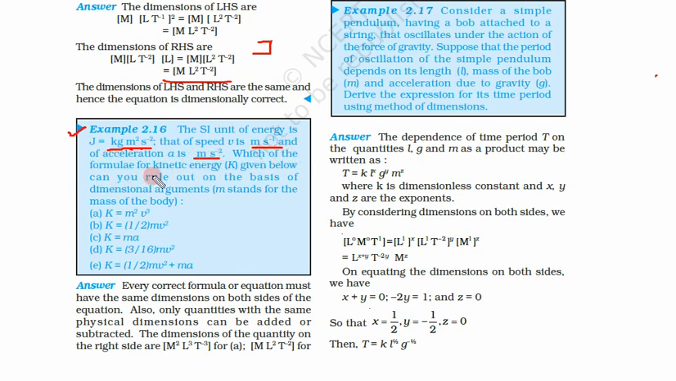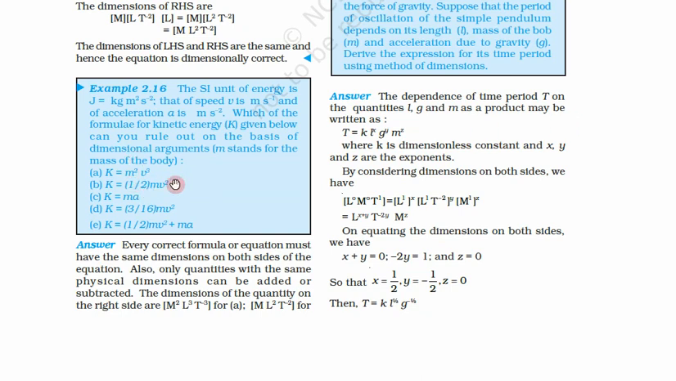Which of the formulae for kinetic energy given below can you rule out on the basis of dimensional arguments? M stands for the mass of the body. We have been given several formulae for the kinetic energy, and definitely some of them are wrong based on dimensional analysis and some may be correct. Maybe some factor is incorrect, but dimensionally they are correct. At least we can rule out some of them. So let us try with each of these formulae.